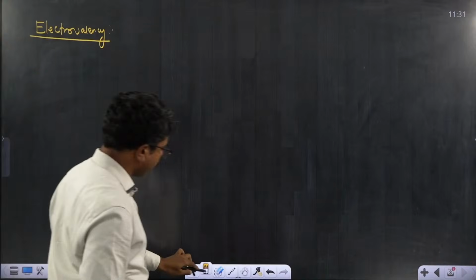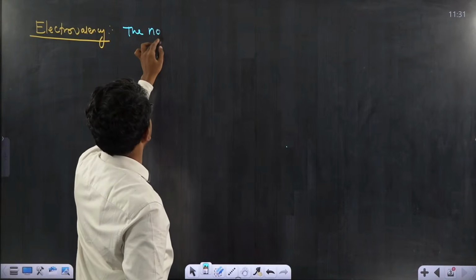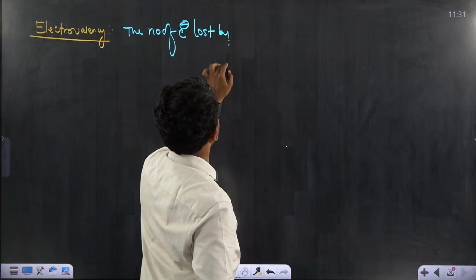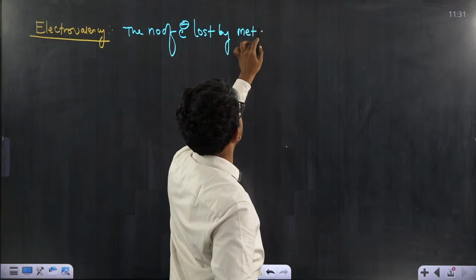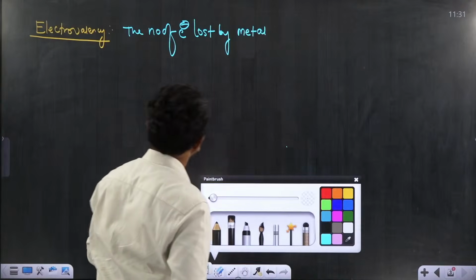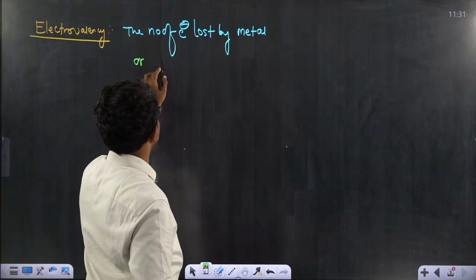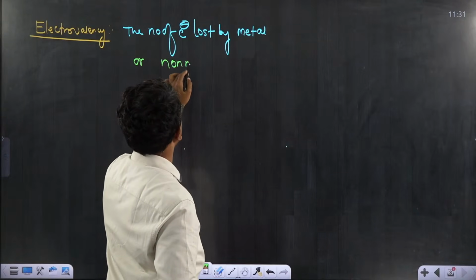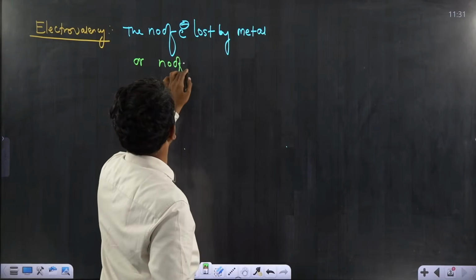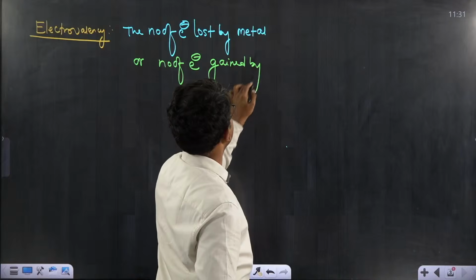What do you mean by electrovalency? Electrovalency is the number of electrons lost by the metal, or if I refer to a non-metal, the number of electrons gained by the non-metal.